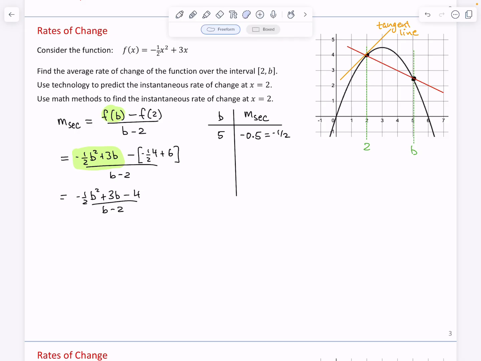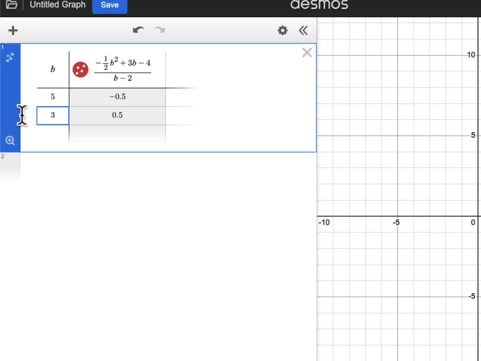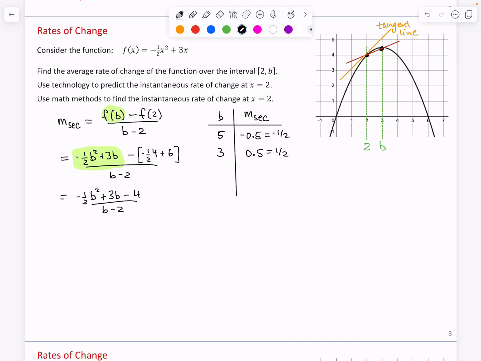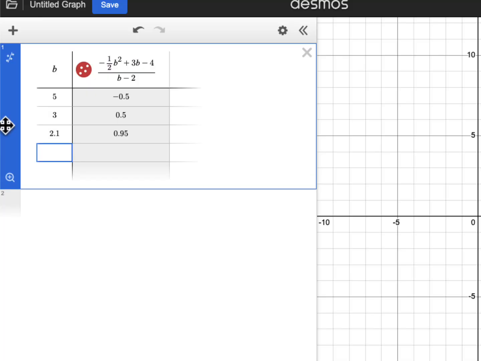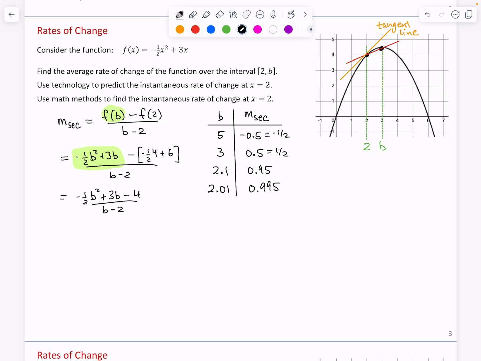Now let's let b get closer to 2. So visually, what if b was 3? Let's plug 3 into our table. We get a slope of positive 0.5, as expected from the visual. Now I'm going to get even closer to 2. When b is 2.1, we get 0.95 as the slope of the secant line. When b is 2.01, we get 0.995. When b is 2.001, we get a slope of 0.9995.